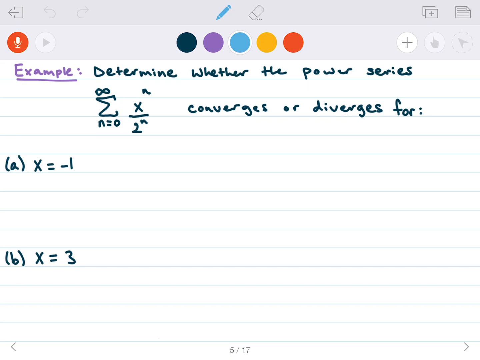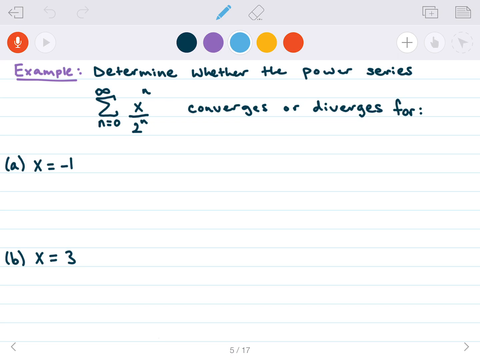I just want to make a point right here, and the point I'll get to as soon as we do these first two problems. It says determine whether the power series converges or diverges for x equals negative 1 and x equals 3. So before, when we were trying to figure out whether a series converged or diverged, they either converge or diverge, right? We didn't have any changing variables like we do with power series.